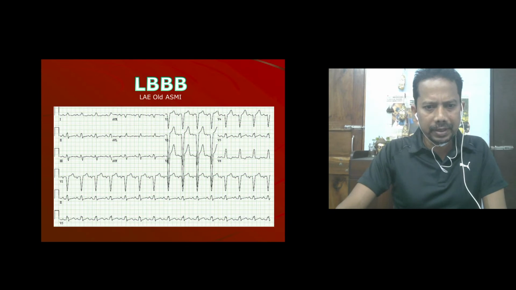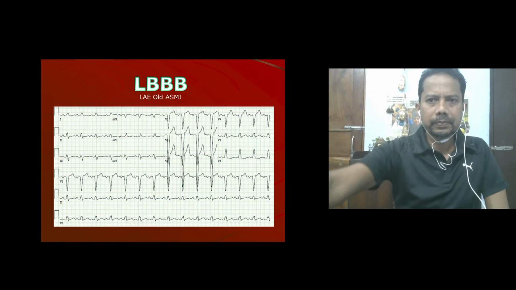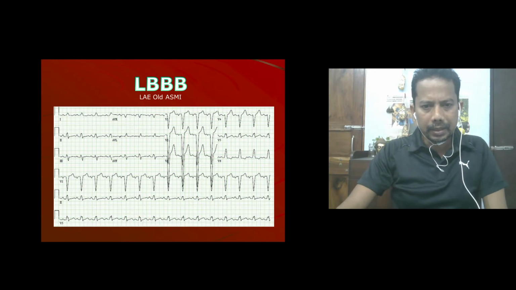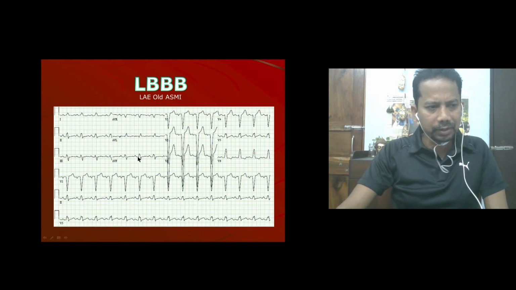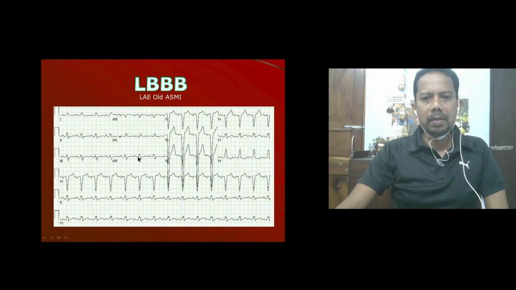Anything else you have picked up? Anything else? So see the PR interval. So PR interval is more than 5 small squares. Okay, so let us say P wave is starting from here and one full big square is covered. So it is 6 small squares. So that makes it first degree heart block.